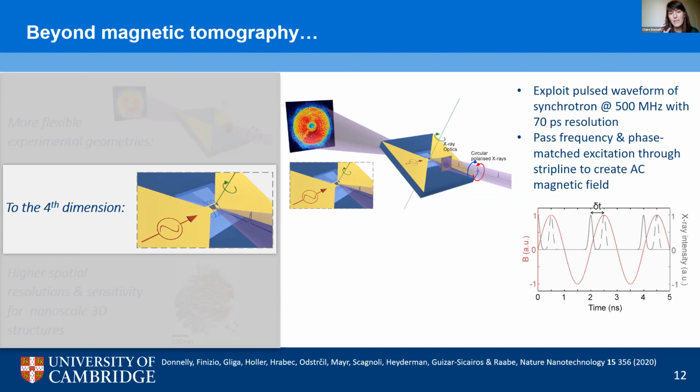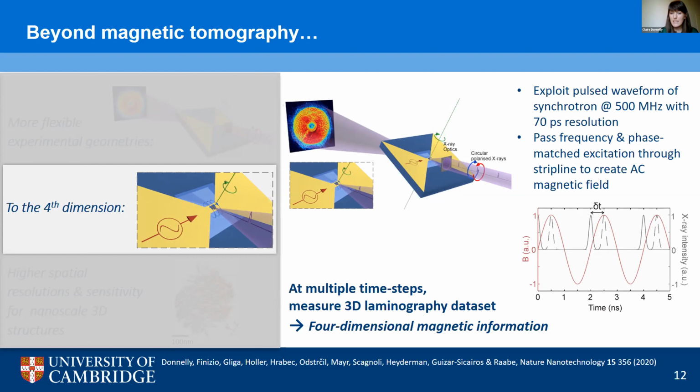And in this way, we patterned a strip line onto our sample, through which we passed an AC current that was frequency and phase matched to the time structure of the X-rays. Now the X-rays have a time structure typically of 500 megahertz, where they consist of 70 picosecond pulses. We then performed magnetic laminography for many different delay times of the AC excitation signal with respect to the time structure of the X-rays. And therefore we're able to obtain four-dimensional magnetic information.